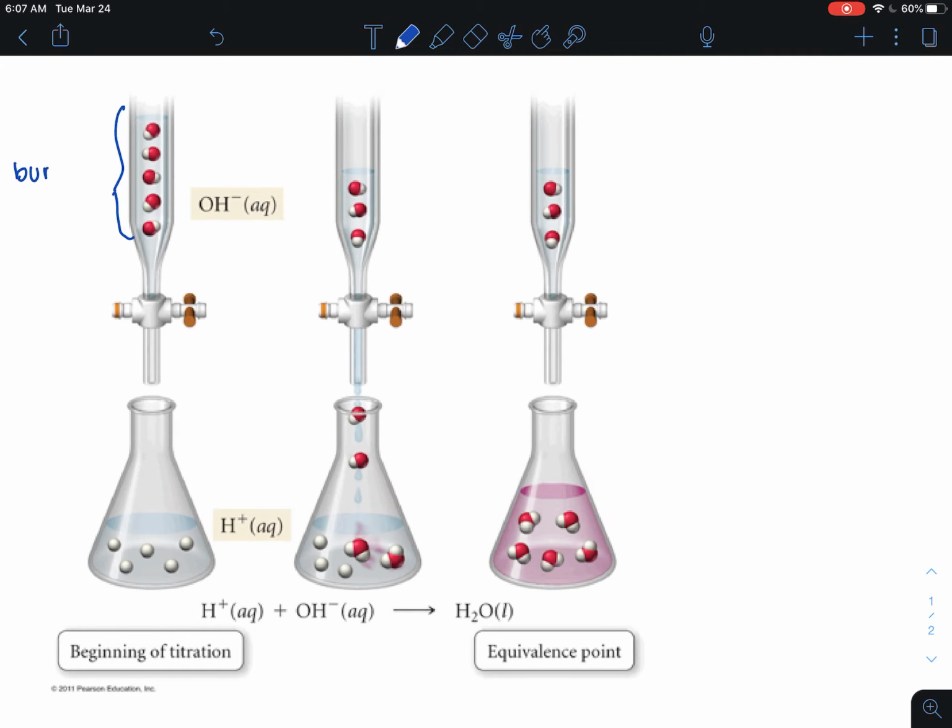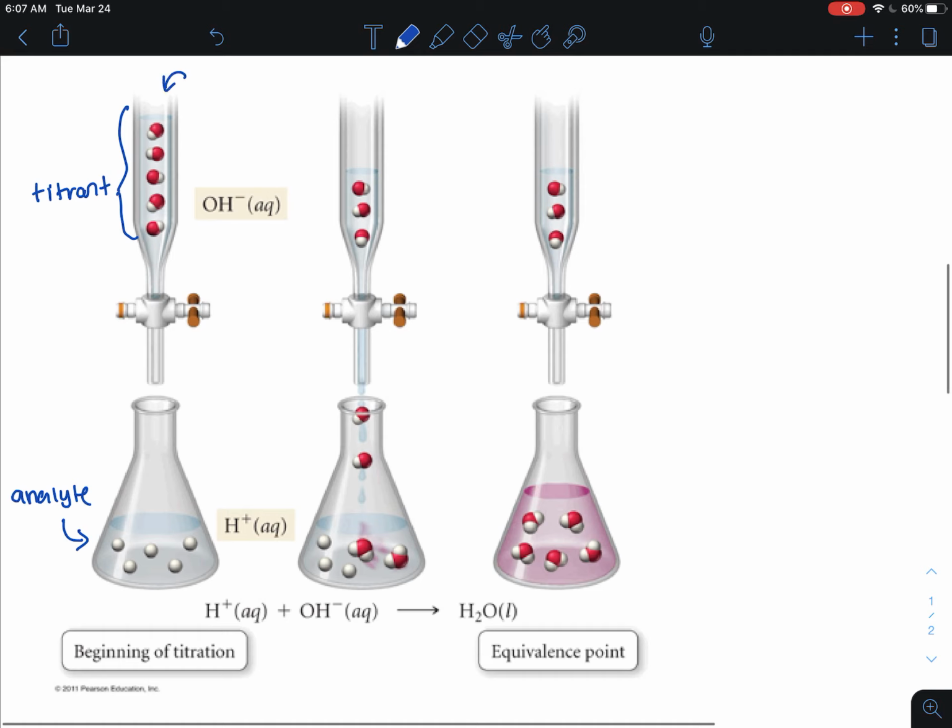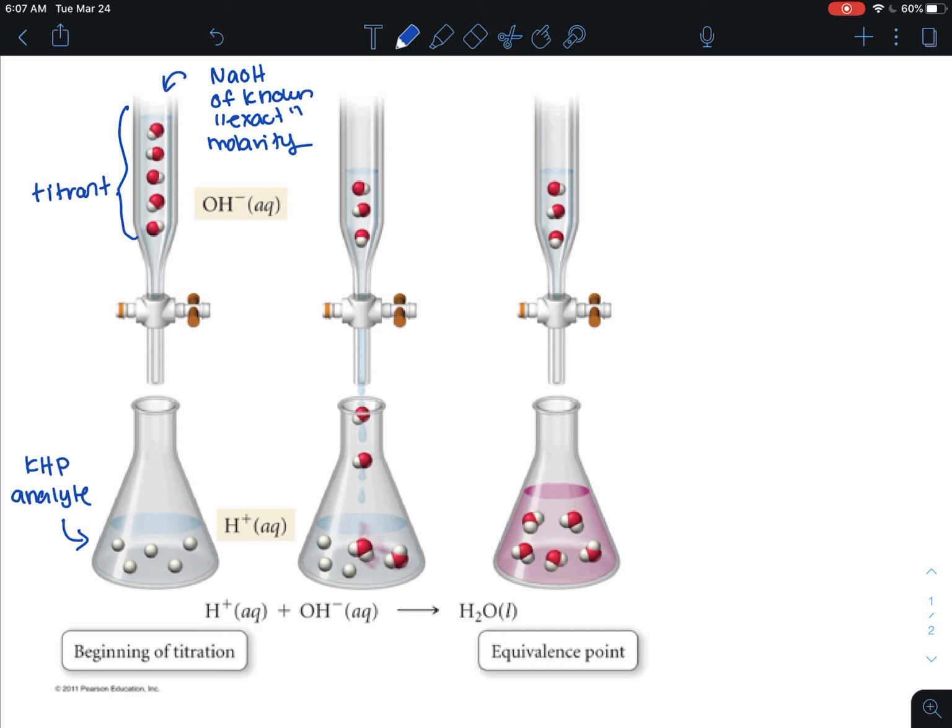So if we scroll down here to my little picture, here's an example of a titration. This is called a burette. So something that we've already seen. Inside we have a titrant. And in the flask we have something called an analyte. So what you'll be doing is we place NaOH in the burette of known molarity, exact molarity specifically, and KHP in the flask.